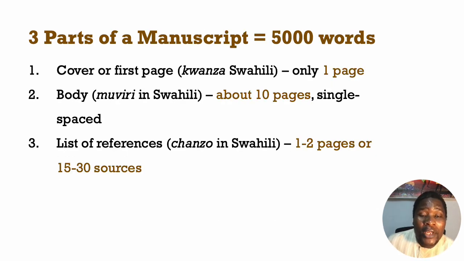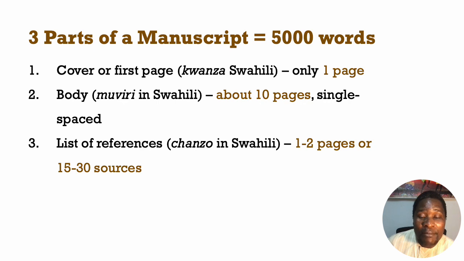I'll talk about the three parts of a manuscript. For the Journal of Ubuntu, we limit our manuscripts to 5,000 words. This ensures that writers synthesize information strongly, but also that we reduce the workload of editors and reviewers. So a manuscript will have three parts. Part number one, or moja, is the cover or the first page. We call this kwanza in Swahili. Should be one page, just one page.